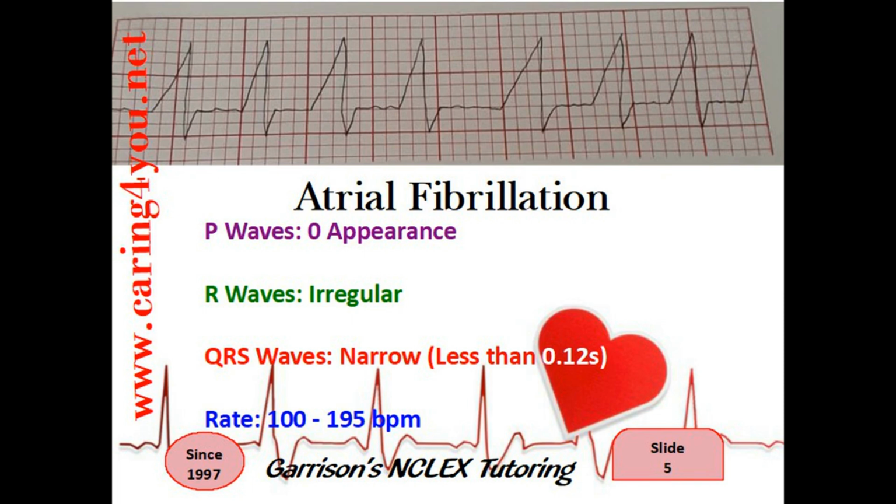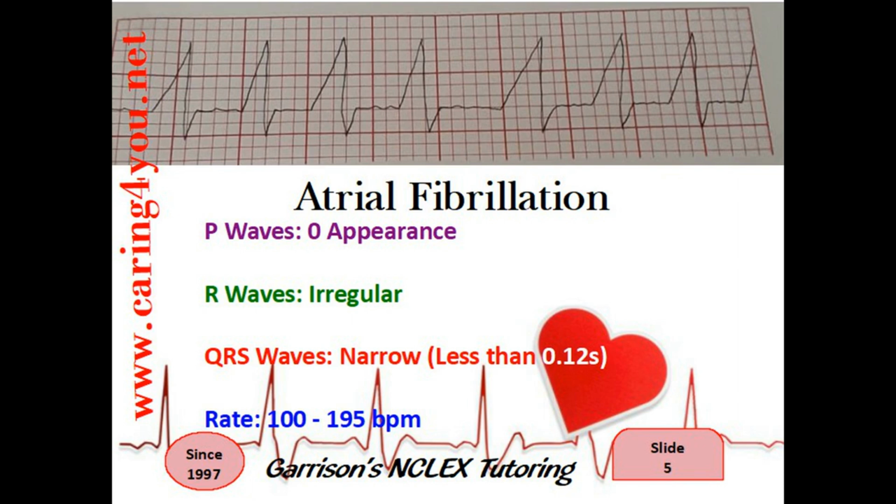And then the rate of atrial fibrillation is 100 to 195. Now, how do we count the rate? We count the peaks, or we count the R's. In this particular example, there's 1, 2, 3, 4, 5, 6, 7, about 8 peaks. This gives it a rate of 8 times 10 is 80. Really, I should have made 2 more peaks to make this correct with what's written. But the rate in atrial fibrillation is 100 to 195. Okay?